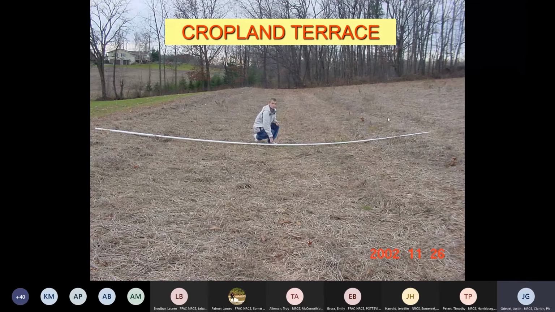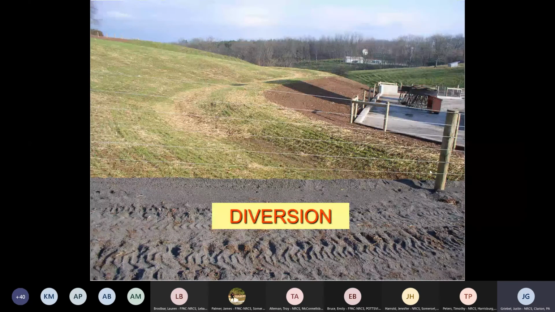Here's a cropland terrace that we can farm through. Another way to manage water. These terraces have a very shallow slope, can manage the water, and then we'd take that to a grassed waterway. We've got a diversion that's on the contour. These typically run 1 to 2% around the contour and would also discharge into a grassed waterway.